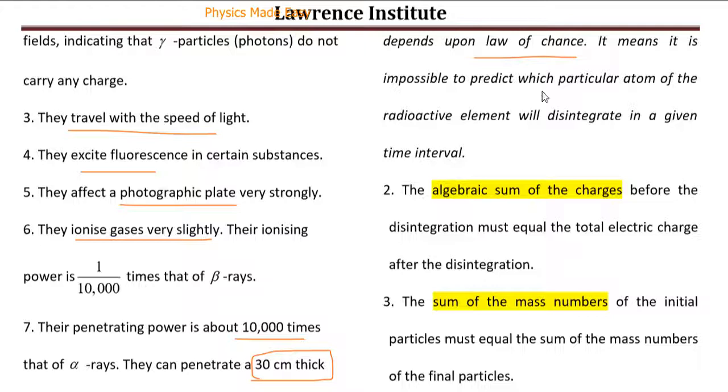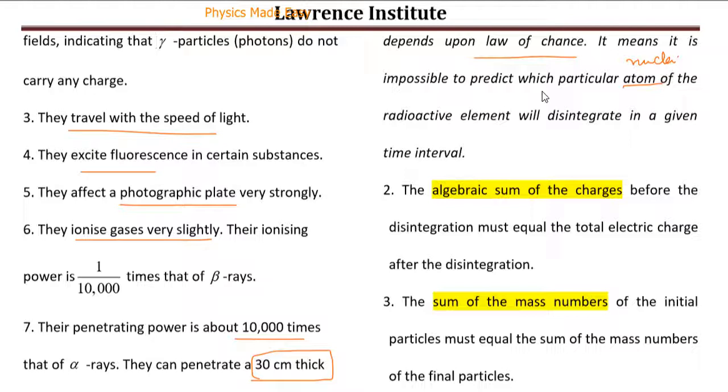It's better to think, most of the books as well as people, they write atom, but it is nuclei. It shouldn't be atom. It means it is impossible to predict which particular nuclei of the radioactive element will disintegrate in a given time.